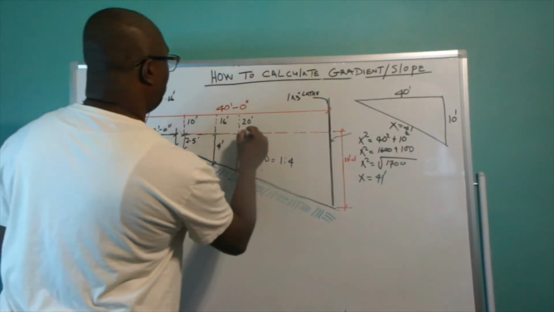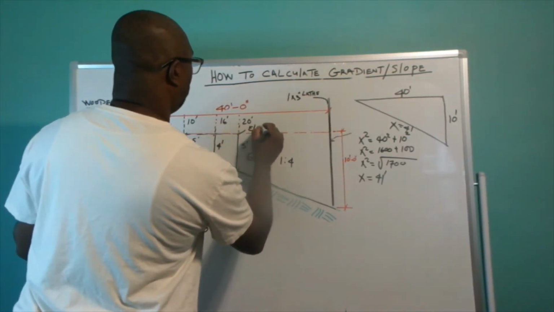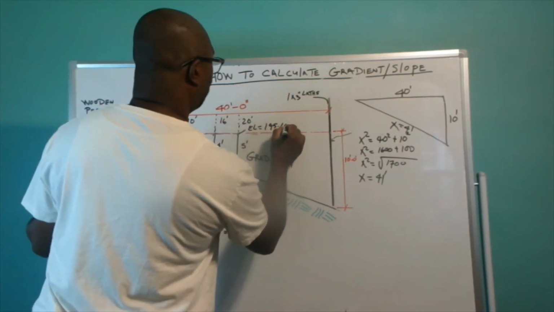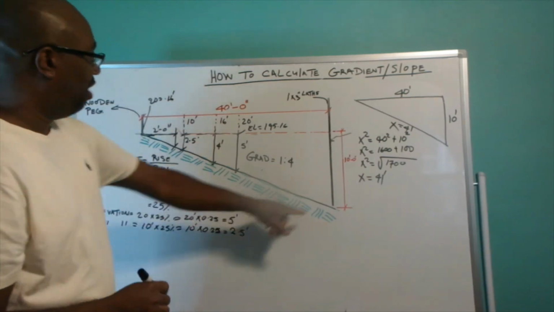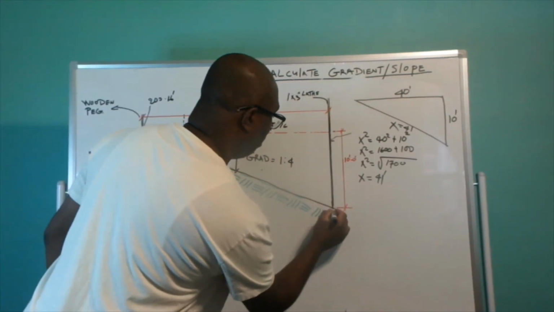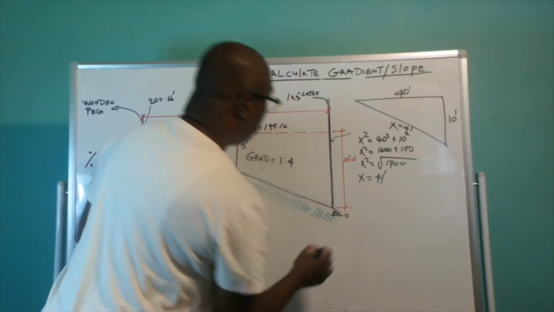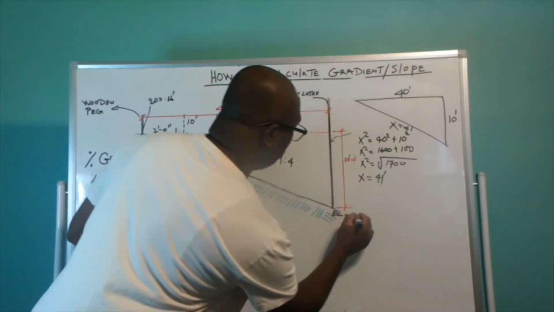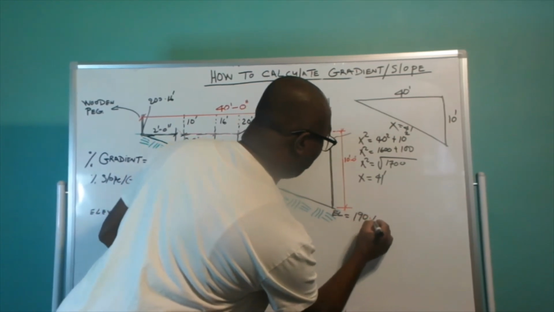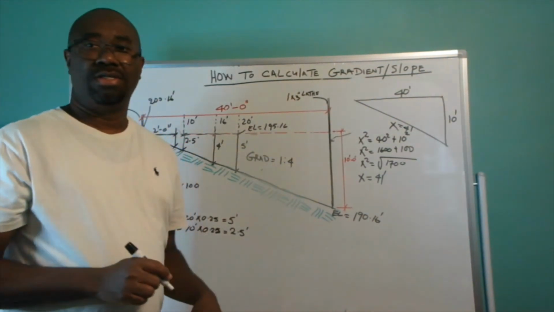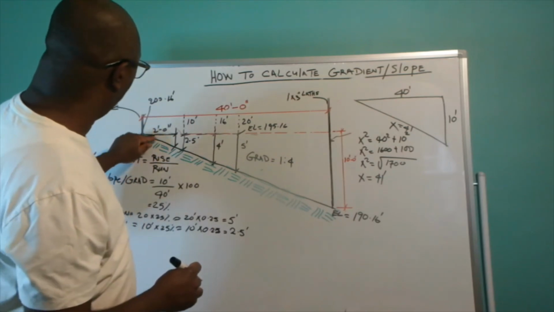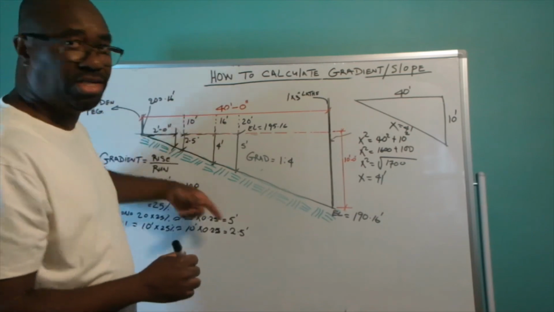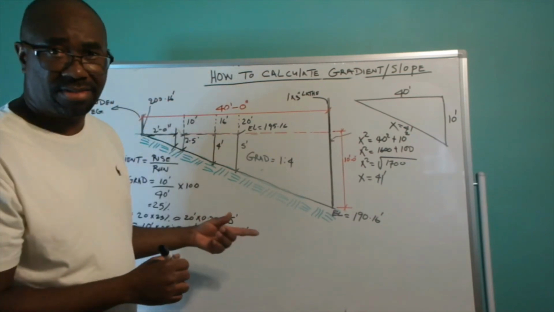So the elevation here is going to equal 195.16, right? And the elevation here at the base, the height here is 10 feet. So you subtract 10 feet from your 200, and that's going to give you 190.16 feet. So you also can calculate your elevation all along the slope line here just by using the height of the rise, right?